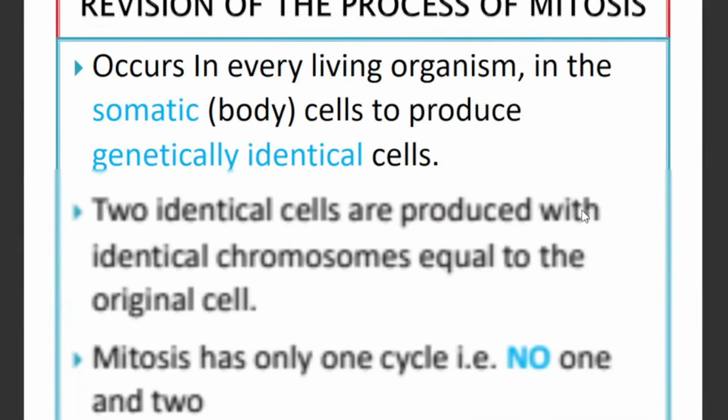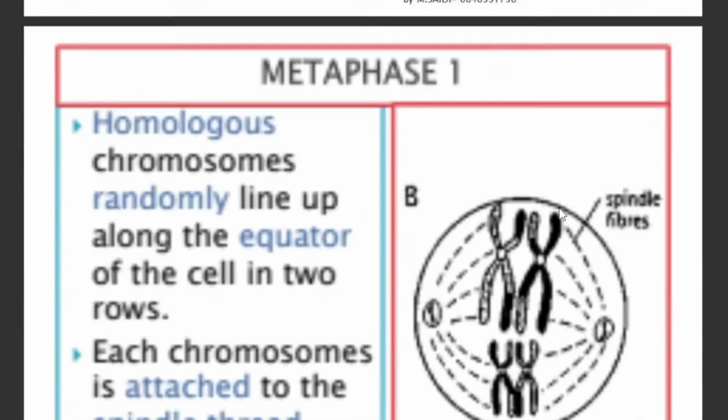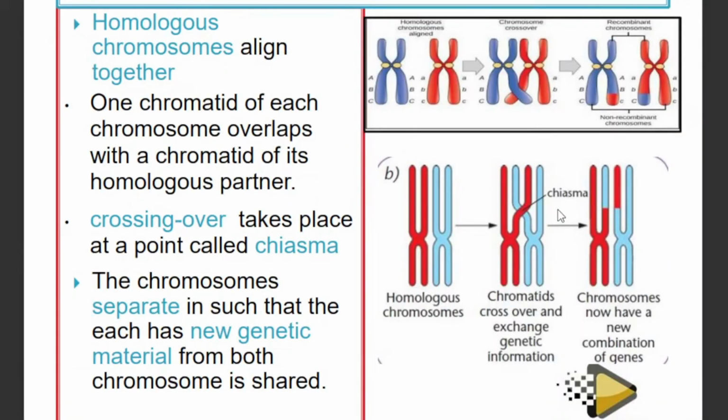Yes, and then after that, what happens? After they exchange their genetic material, they separate in such a way that new genetic material from both is being shared. So basically this process, I even brought a diagram to explain to you. So guys, I hope you got this process right. You see such a process, and then you get your mark.